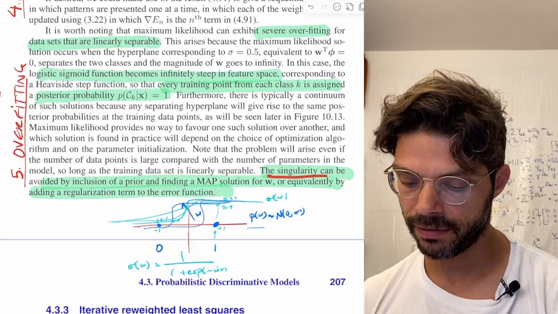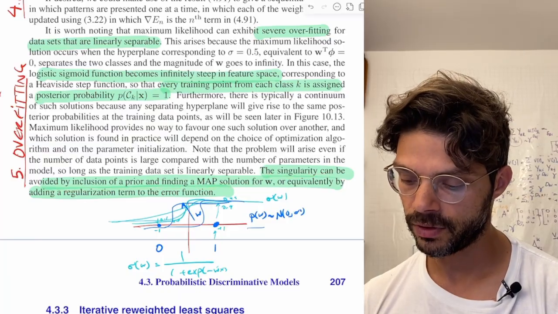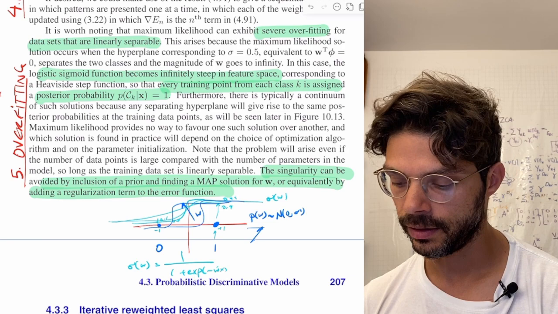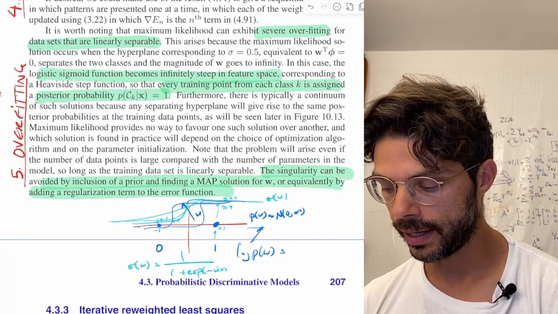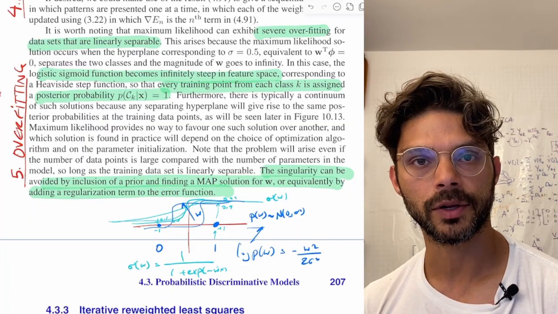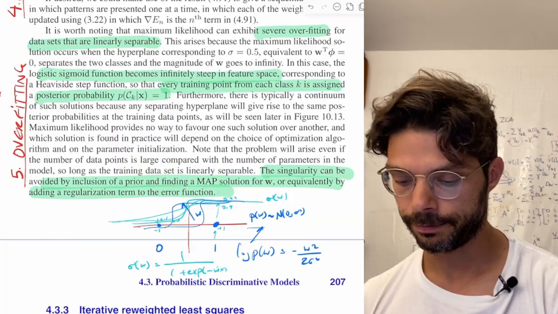And the singularity can be avoided by the inclusion of a prior and finding a MAP solution for W. So that's what we said here, or equivalently by adding a regularization term. So you take the log of P(W) and you add that to the likelihood function we had, and you end up with something like W squared over 2 sigma squared showing up. So now that's going to prevent you from making W very, very large.